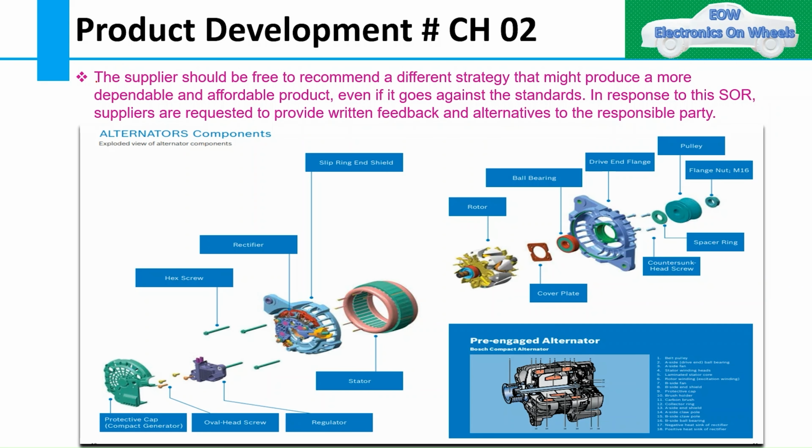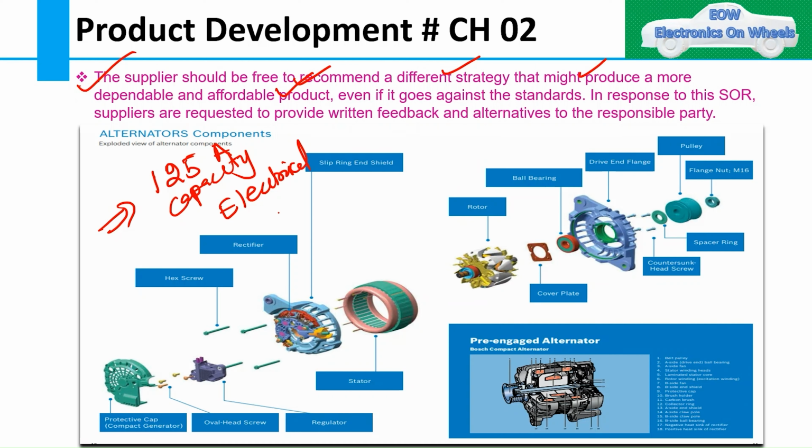Then coming to the next one, the supplier should be free to recommend a different strategy that might produce a more dependable and affordable product. So suppose we have given one requirement. Suppose I told the supplier that you develop a 125 amps capacity alternator. But when I give him the electrical load requirement, he is saying that you do not require 125, you can manage with 100 amps itself. And during the discussion, we came to the conclusion that okay, this 100 amps itself is good, right?